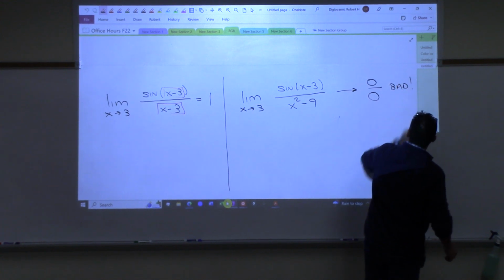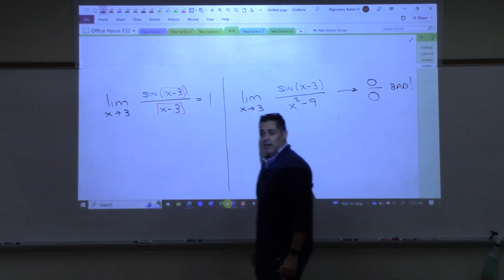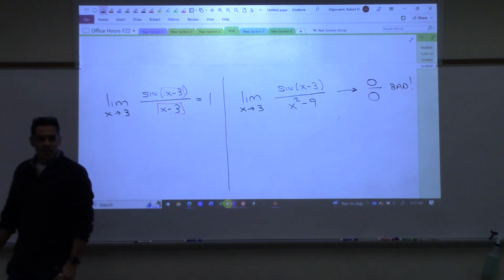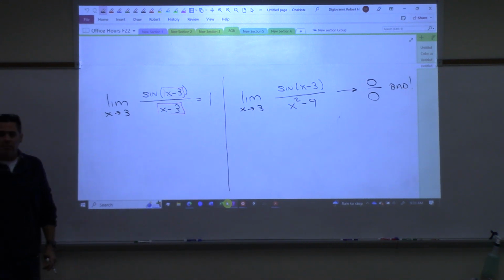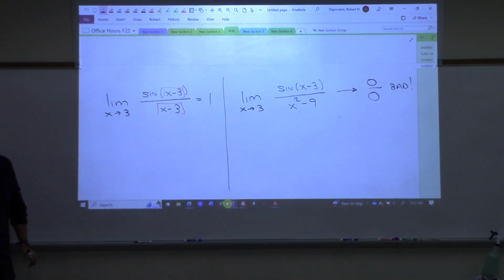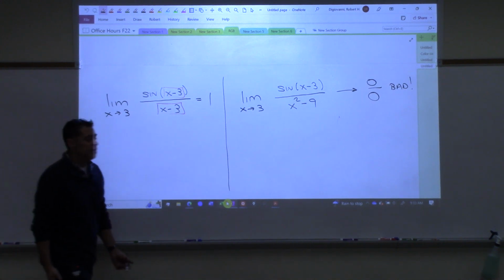Okay, so now we start thinking junk, right? Do we have junk? Top and bottom, do they match? No, they don't match, do they? So can I say that this is 1? No. Any ideas then? You have a difference of squares on the bottom, right? So why don't we factor it?